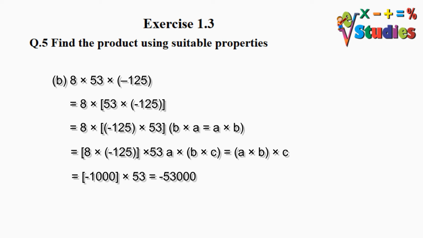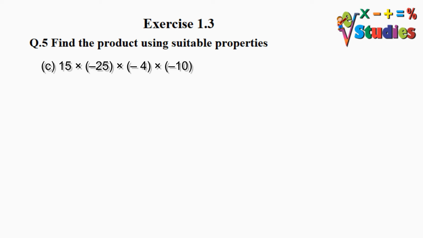Note students, we are using the commutative property here. The next one we have is question number 5c, which is 15 multiplied by negative 25 multiplied by negative 4 multiplied by negative 10. What do you think, students? Which two numbers should I choose to multiply first?